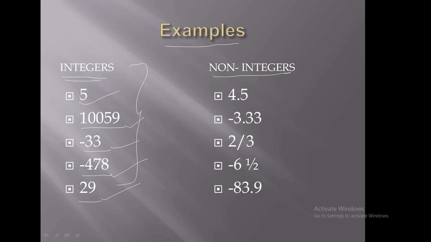But when we are talking about non-integers, 4.5 is a decimal number, so it is not an integer. -3.33 is not an integer. 2 by 3 is a fraction. A fraction is also a non-integer. -6 whole 1 upon 2 is a mixed fraction. It is also a non-integer. -83.9 is also a non-integer. These are all examples of non-integers.